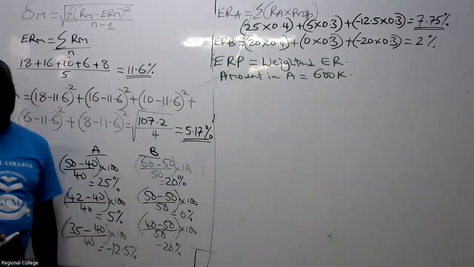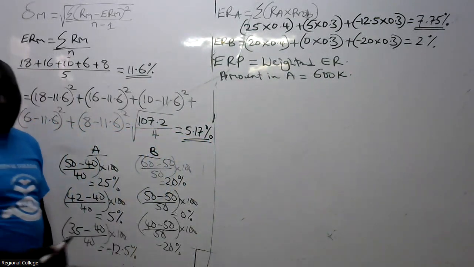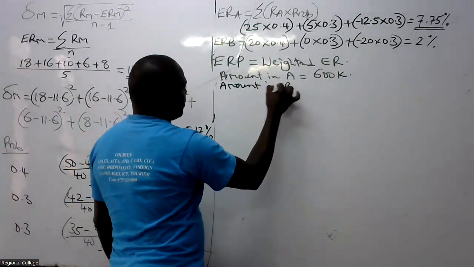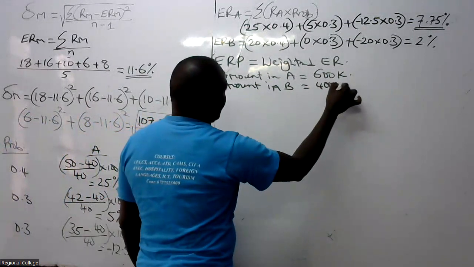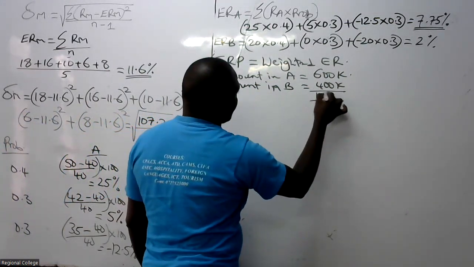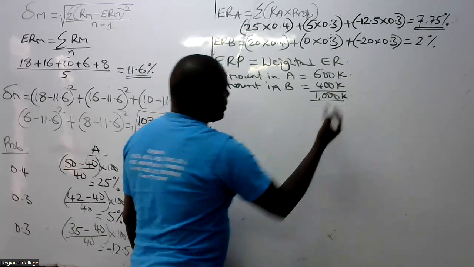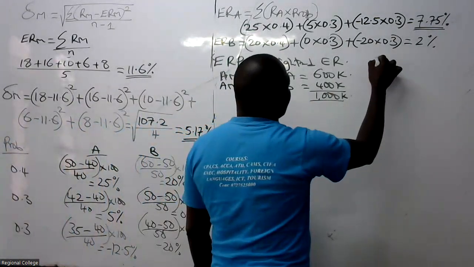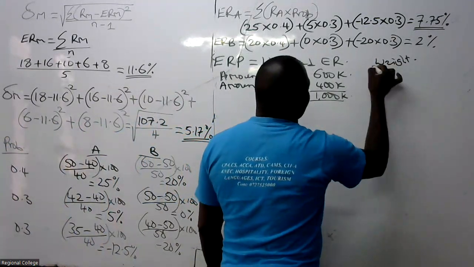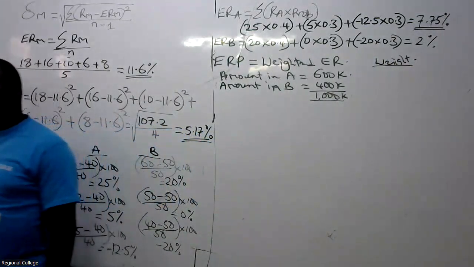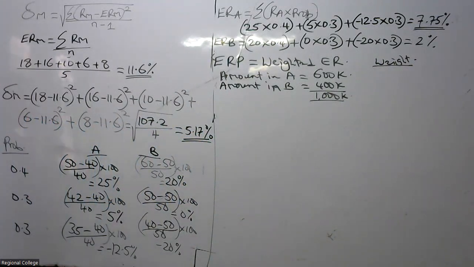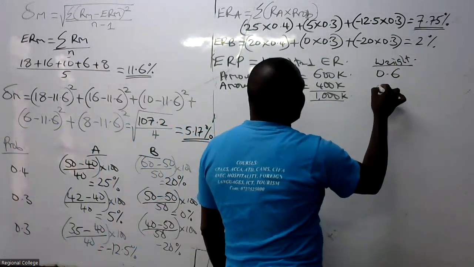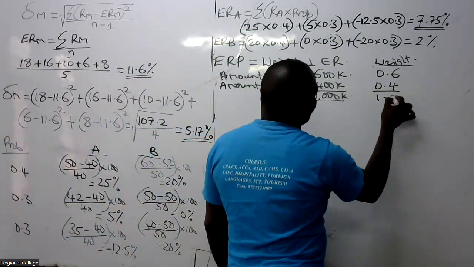600,000. So 600 for A. And the amount in B is how much? 400 for B, totaling 1 million. Right? Can I have the weights? So the weight of A is 0.6, weight of B is 0.4, the total equals 1.